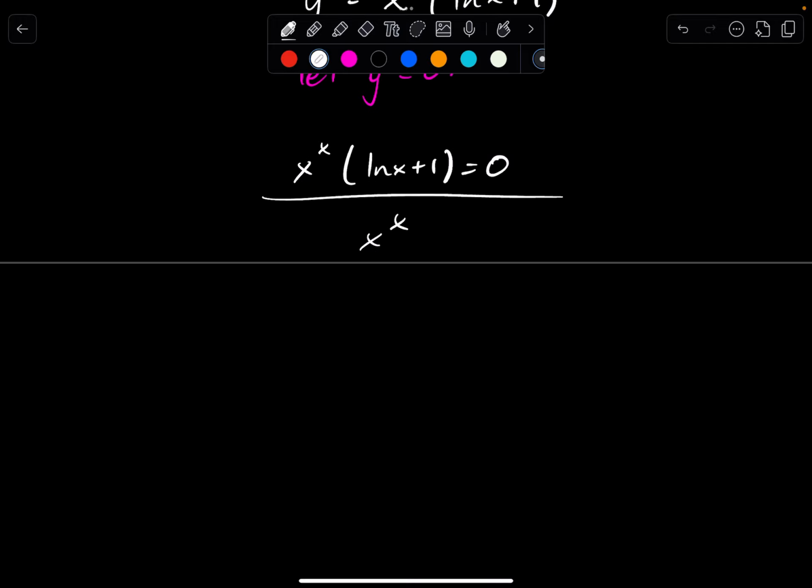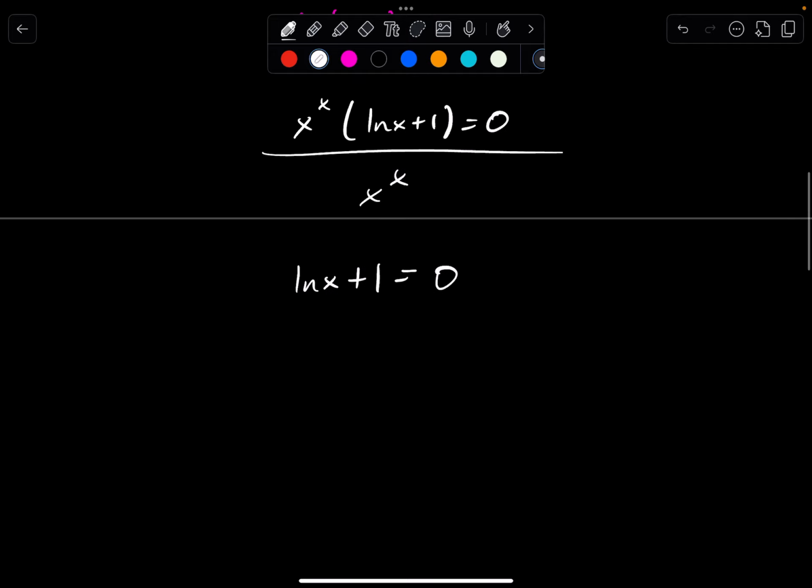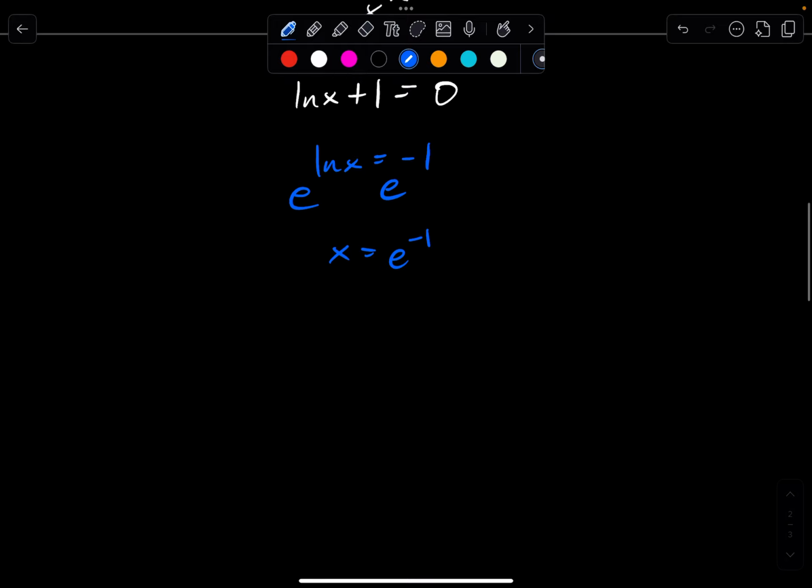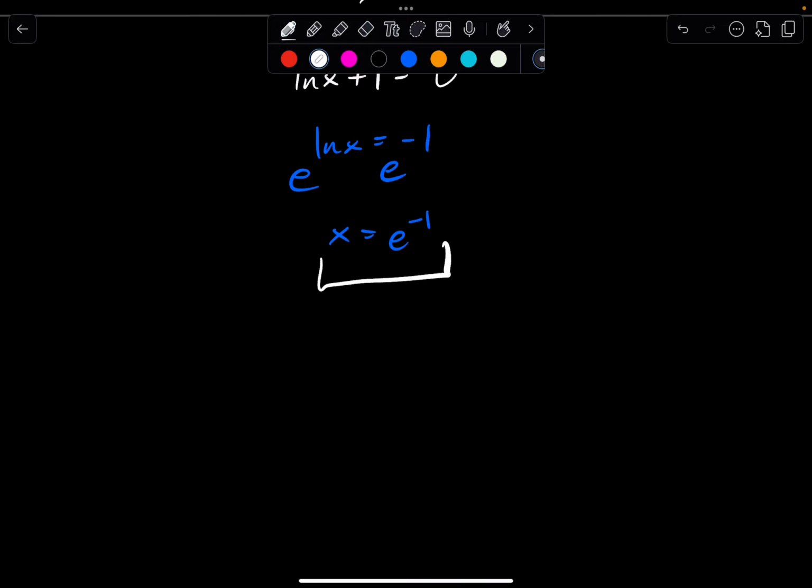That leaves us on the left side with ln x, or natural log of x, plus 1 is equal to 0. And now we just have to solve for x. So we get natural log of x is equal to -1, and exponentiate both sides. We have x is equal to e to the -1. Ladies and gentlemen, this turns out to be our answer.